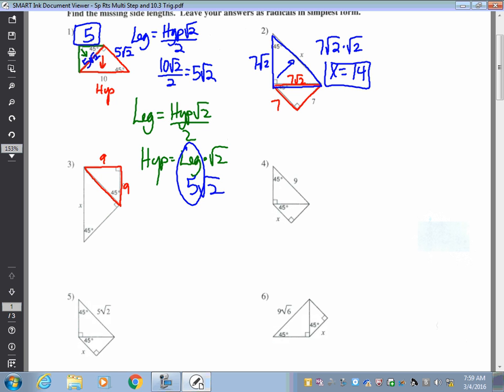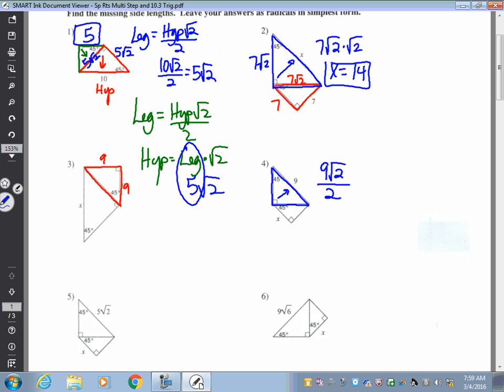Now let's look at number 4 together. Here, I'm starting with the 9, and that 9 is the hypotenuse. So I have to work backwards to get my leg. To get my leg, I take whatever the hypotenuse is, and I did the shortcut before, but basically put that square root of 2 with it and then divide by 2.